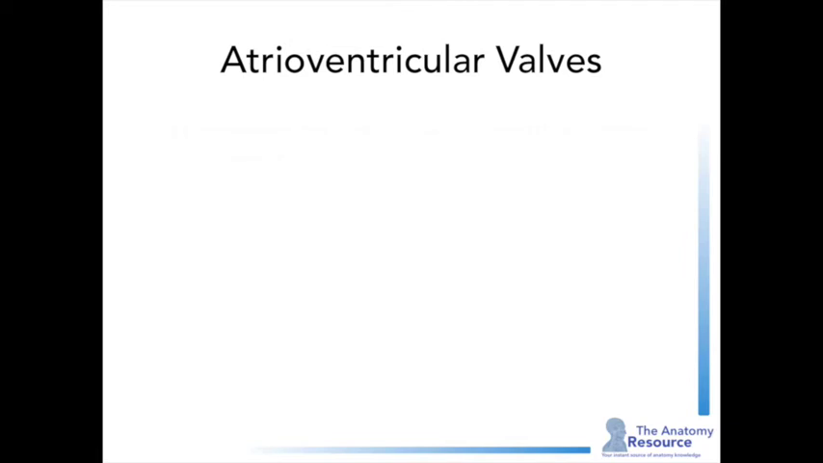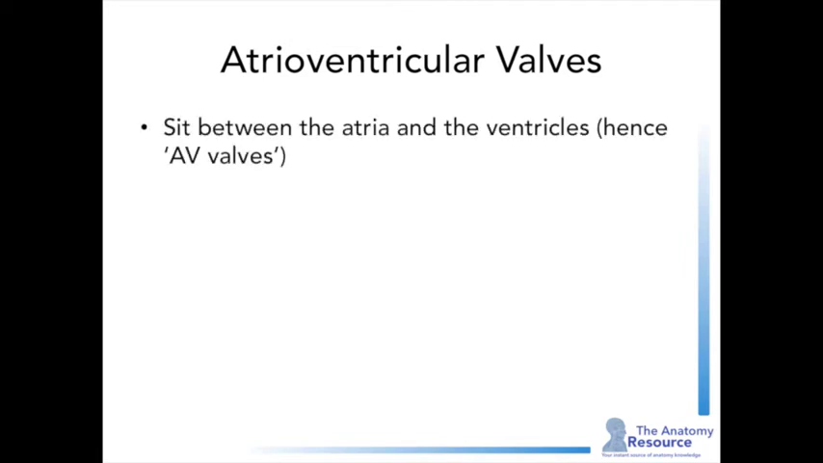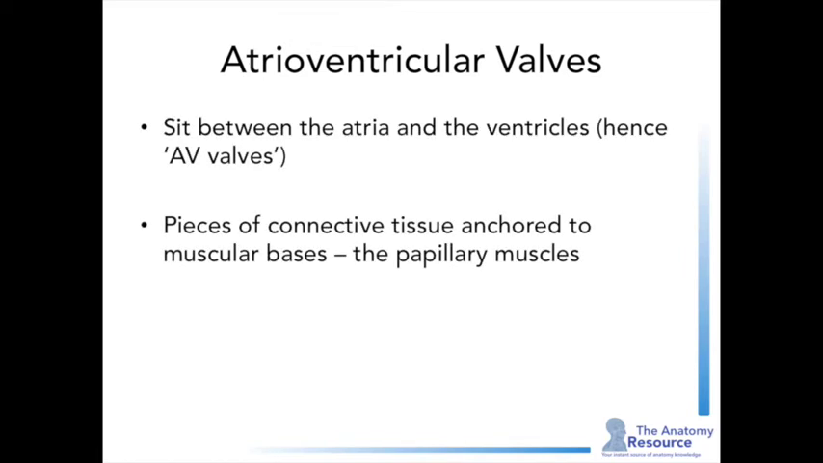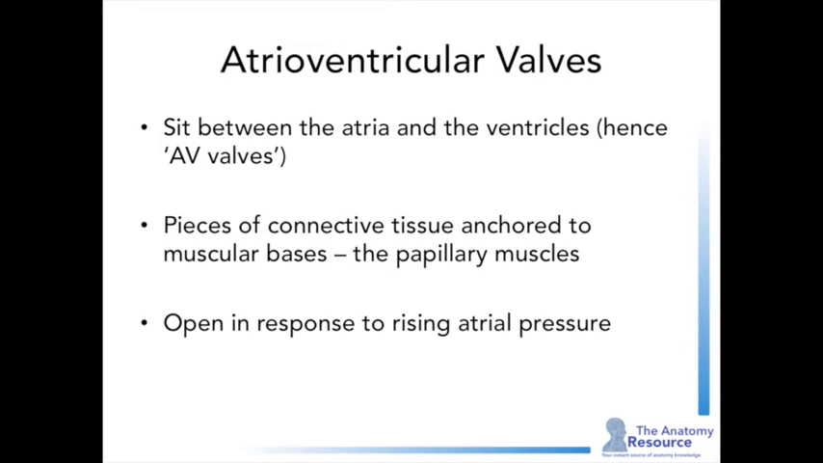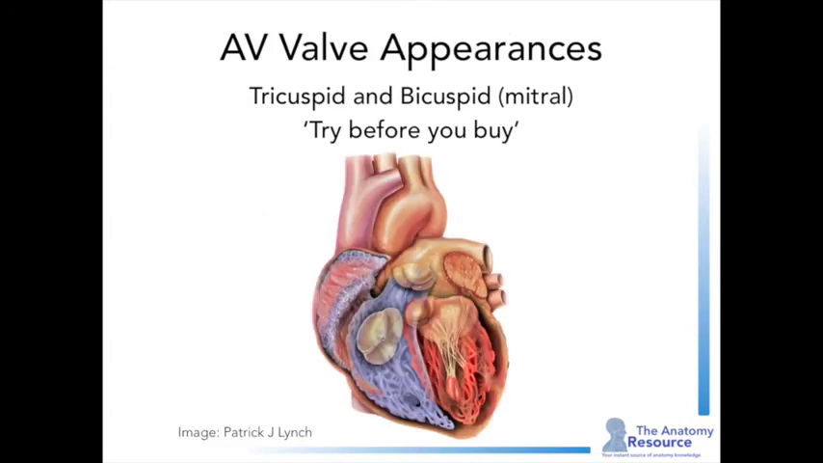So what do the atrioventricular valves do? Well, they sit between the atria and the ventricles, hence their name. They're pieces of very thin connective tissue, anchored to the papillary muscles in the ventricle by the chordae tendineae. They open in response to rising pressure in the atrium. So when the atria undergo systole, pressure is generated much higher than in the ventricles, and the valves are forced open. And again, as I said, they're responsible for the first heart sound.